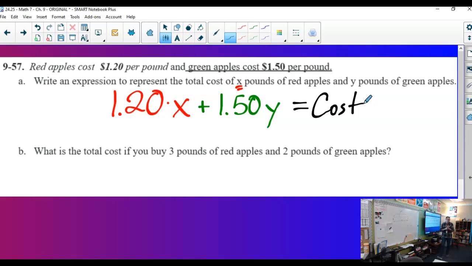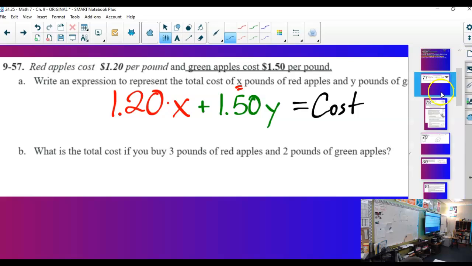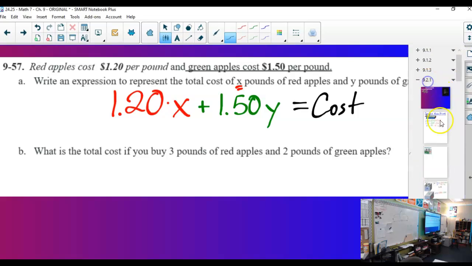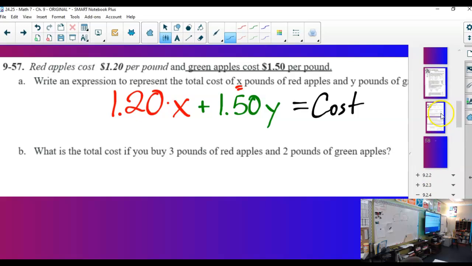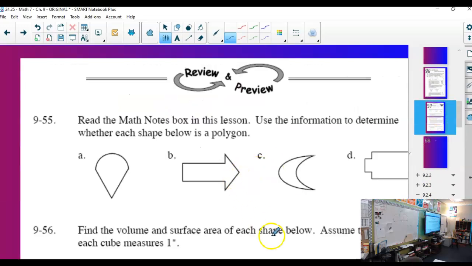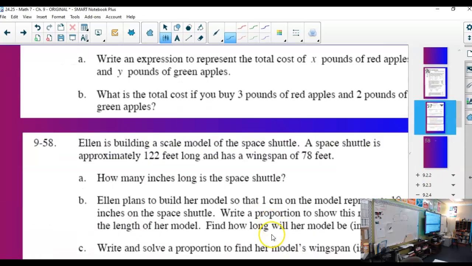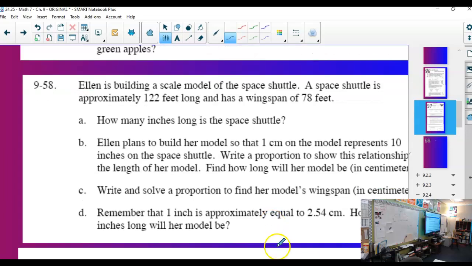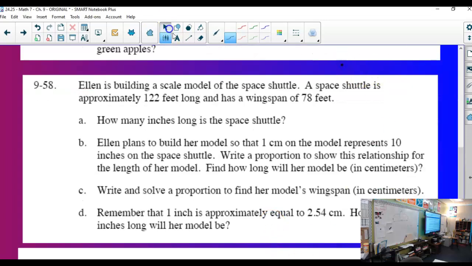Any other questions? Any other homework questions not about the apple problem? Yes. You gotta tell me which homework you're talking about first. 9.2.1. Okay. I was having trouble on number C on like 58, which is right in some proportion to find her Marvel's wingspan, like centimeters.